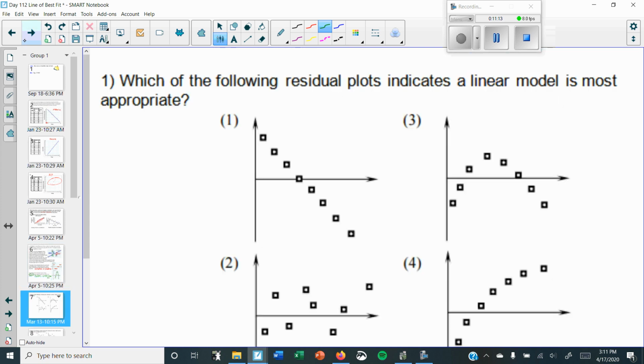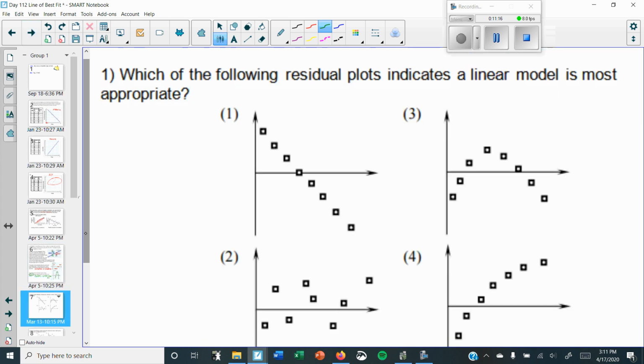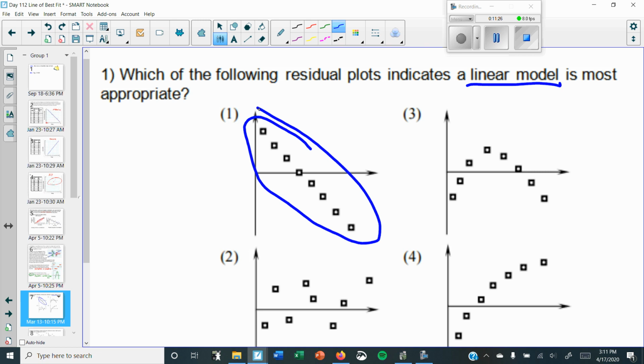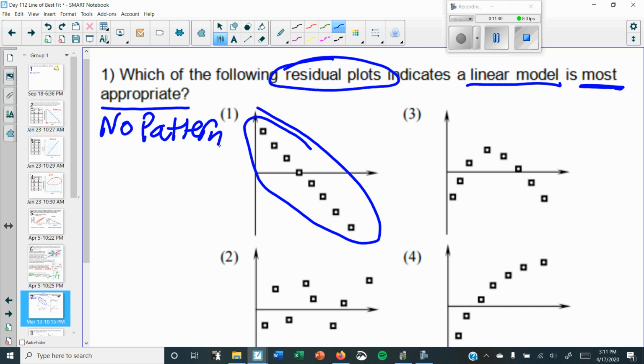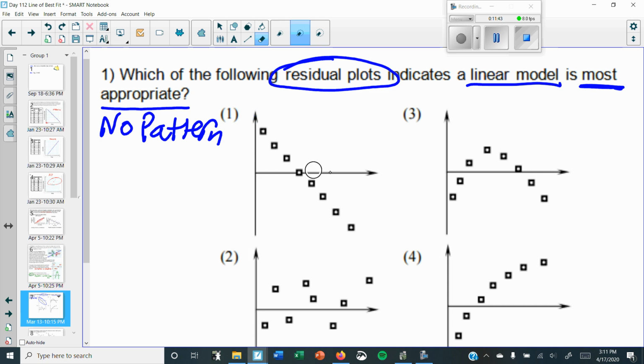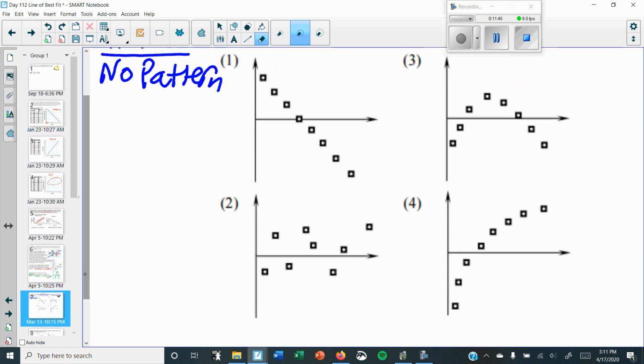So let's see if we understand these questions now. It says, which of the following residual plots indicate a linear model? Now, which one looks so tempting to pick? Most kids will pick number 1 because they're like, oh my God, it's a line. But what did I just say? We're talking about a residual plot. Are we looking for a pattern? No. So if we're looking for the most appropriate, we're looking for one that has no pattern. So which one of these has no pattern? And I'm hoping you're all saying it's number 2, and it's correct.